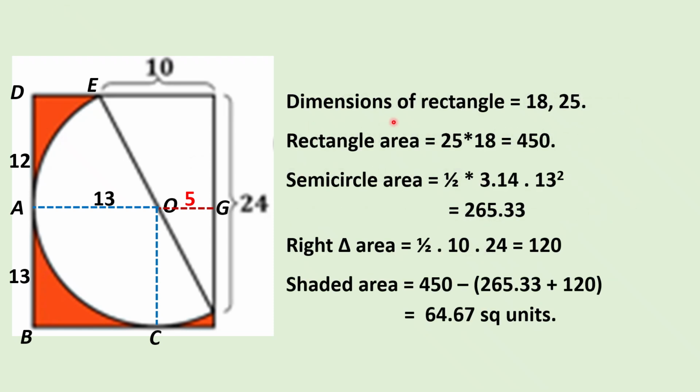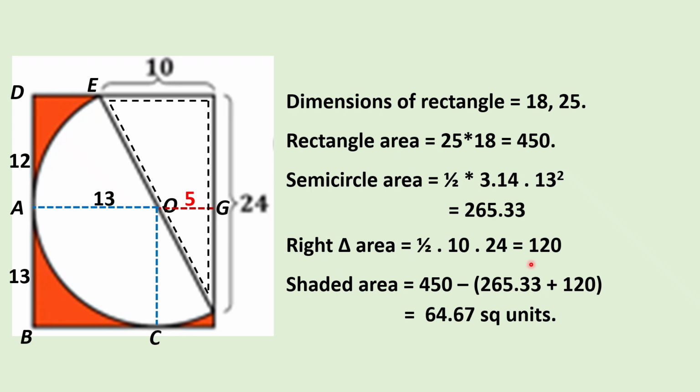So dimensions of rectangle 18 and 25. So the area would be 25 into 18, 450. That is the area of the full rectangle. Semicircle area, half into pi r square, half into pi 3.14 into r square, 13 square, gives you 265.33. And the area of the right triangle, the blinking one, half into base into altitude, half into 10 into 24, 120.